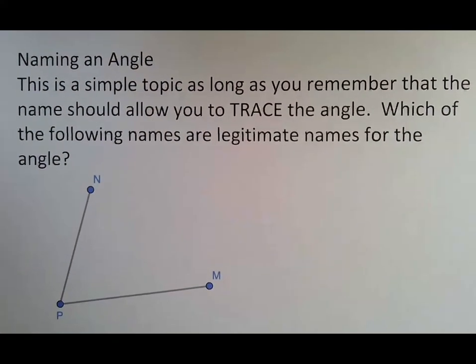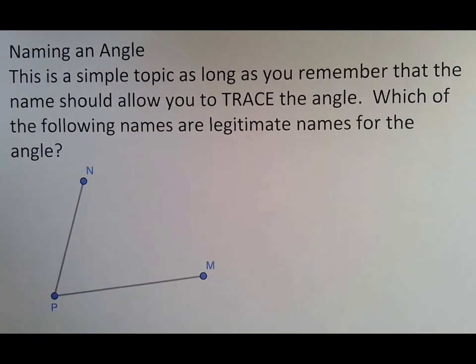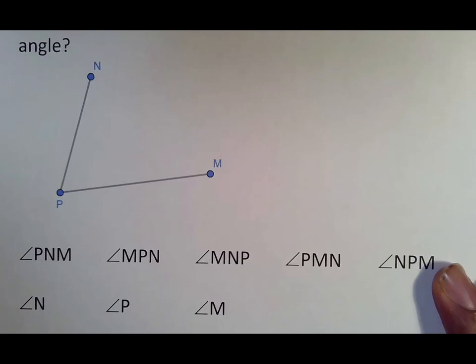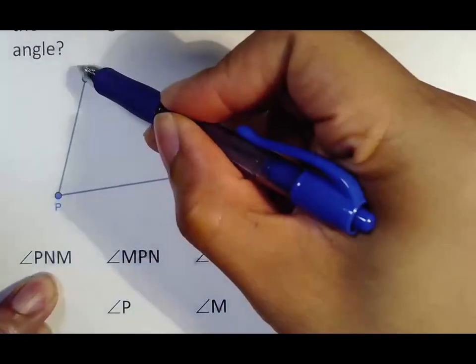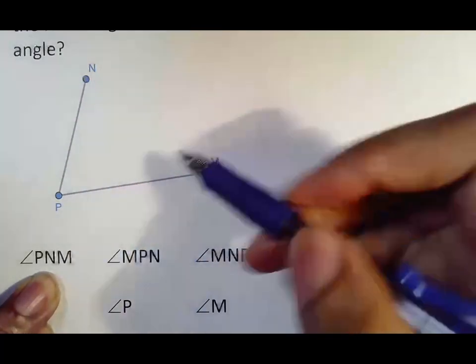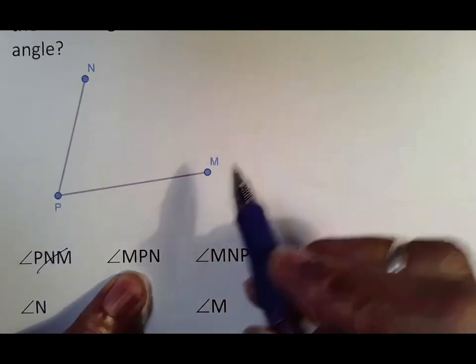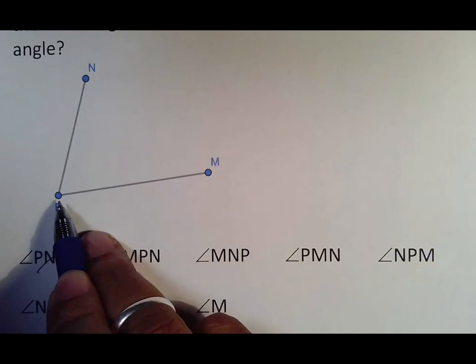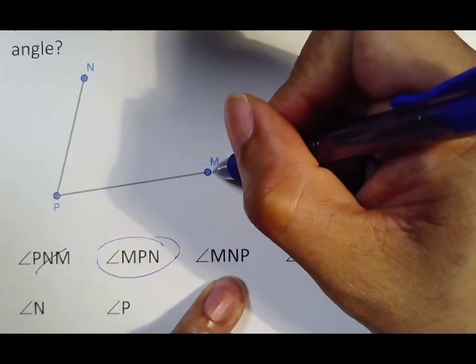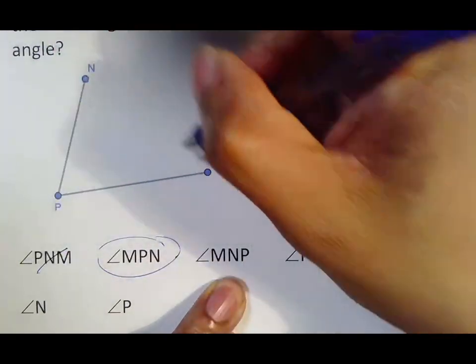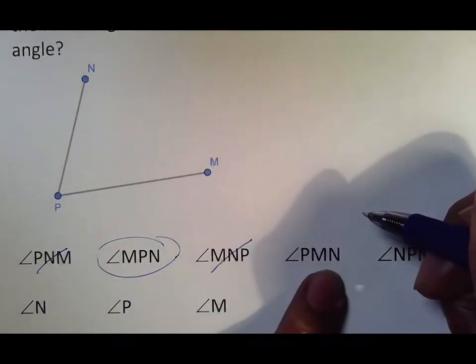You also have the name of the angle that we didn't directly talk about, but it's a simple topic as long as you remember that your name should trace the angle. So going through these names, which of these are legitimate? Is P and M okay? We'll trace P to N to M, and notice how I'm jumping off the angle, so that's not it. What about MPN? From M to P to N. Does work. What about MNP? Well, once you go from M to N, you're jumping off of that part, so that doesn't work.